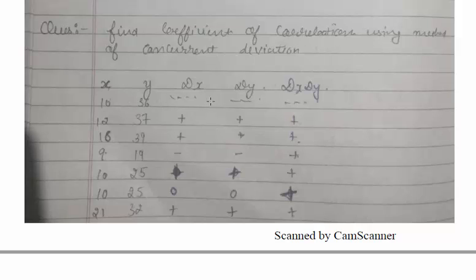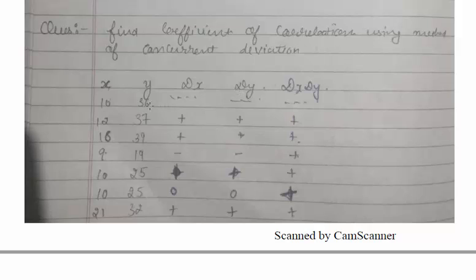For this type, if the series is given, find the coefficient of correlation using the method of concurrent deviation. First we find the deviations: deviation for dx and deviation for dy. For dx, for the first value no deviation is given. If the value is increased, then we give a positive sign. If the value is decreased, then we give a negative sign. As we can see, 10 to 12 is increased, so positive sign. 12 to 18 positive sign. 18 to 9 negative sign. 9 to 10 positive sign. 10 to 10 is 0, no deviation. 10 to 21 positive sign.